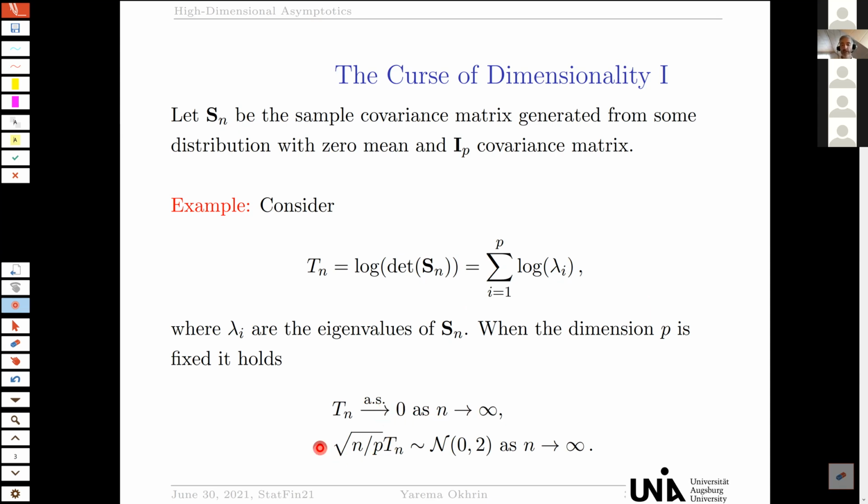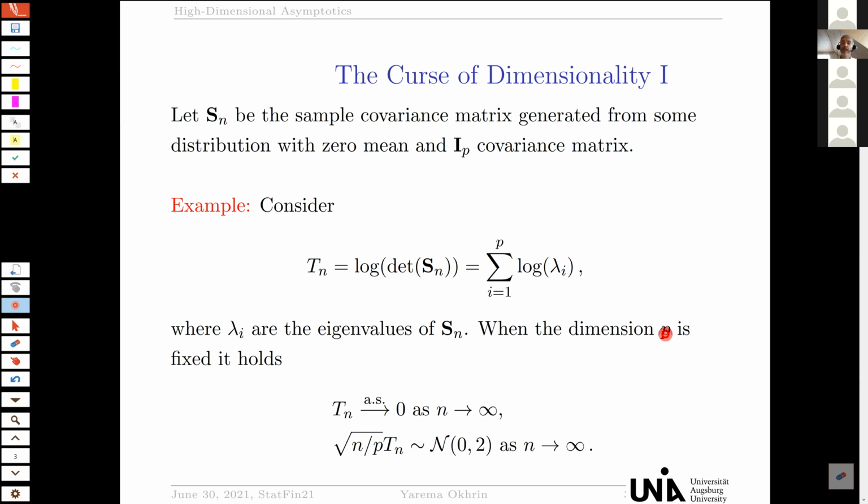For testing purposes, we have this normalization here. So if you multiply Tn with the square root of n over p, you get something that is asymptotically normal with 0 mean and variance 2. So this can be used for all possible purposes. But this holds only if our p over here is fixed.